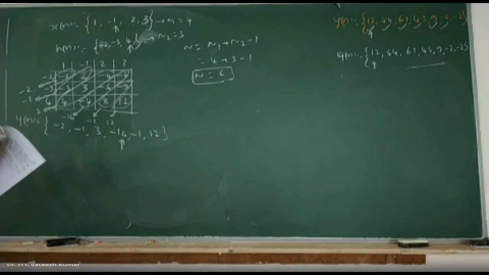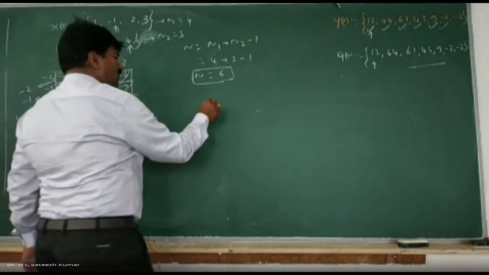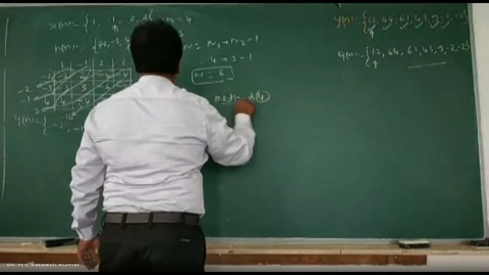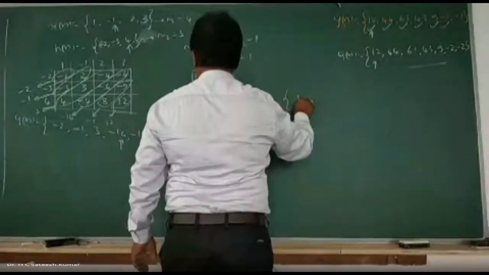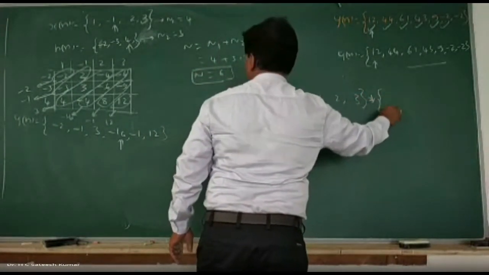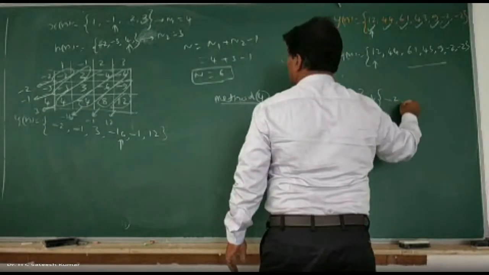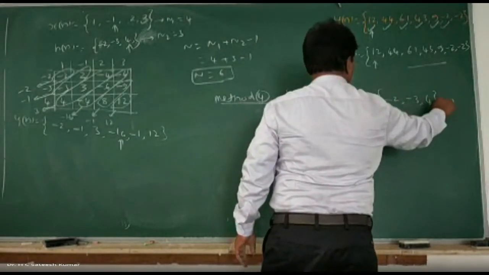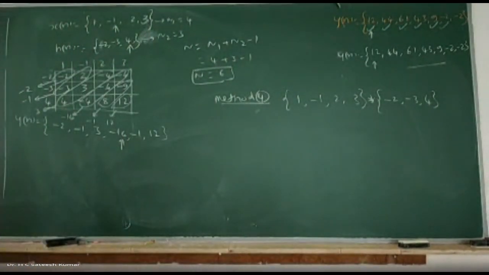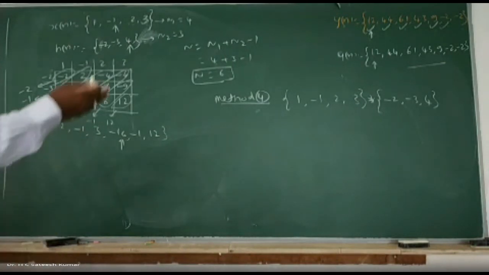One more method is there, that is the easiest possible method. I'll show you how to do it. That is method 4. Don't use it alone, only for verification you should do it. Method 4 is just like multiplication. 1 comma minus 1 comma 2 comma 3 in convolution with minus 2 comma minus 3 comma 4. Multiply. That's it. Start from the first element, or you can start from the last also.